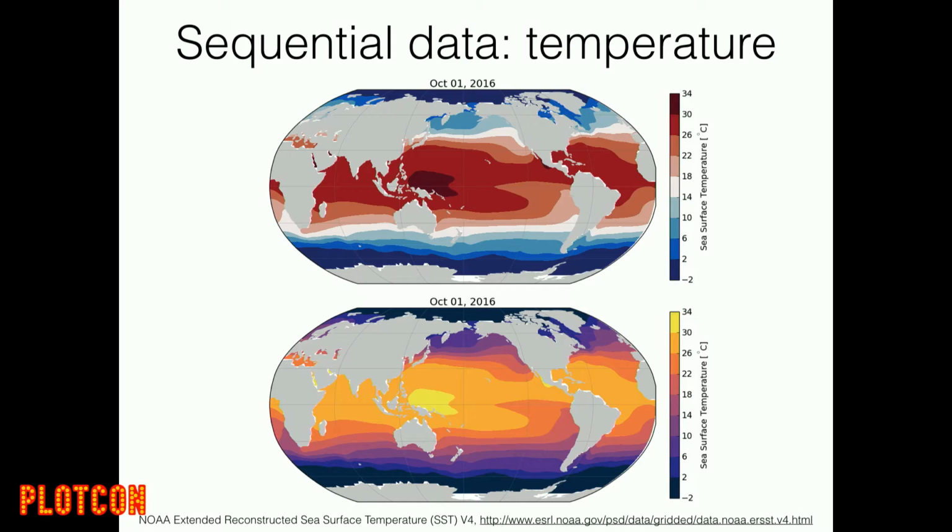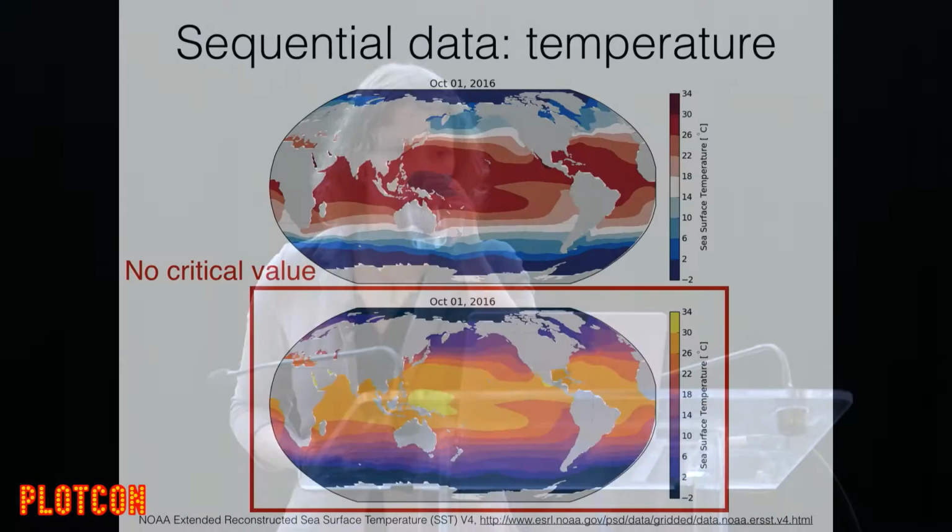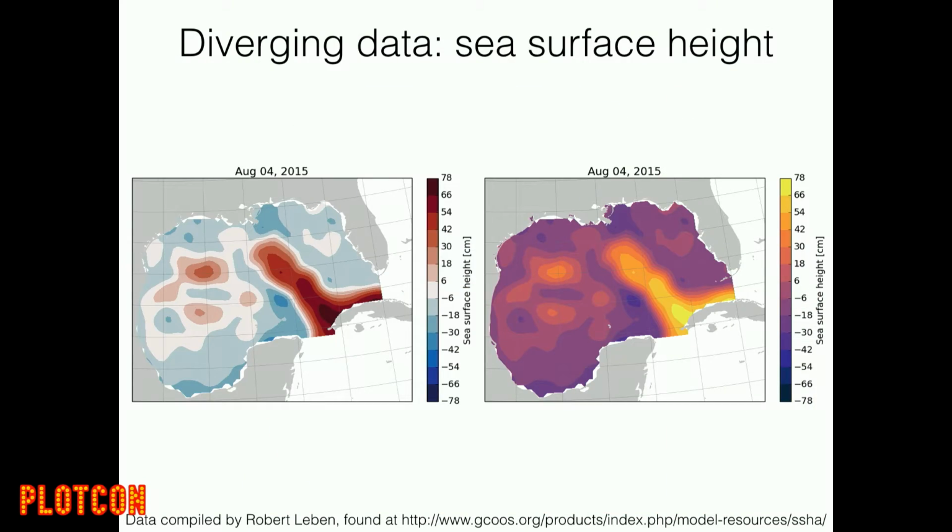In the bottom plot, we still have that intuitiveness of going from cooler colors to warmer colors, but there's no apparent critical value happening. So this is why, in this case, we'd want to be using a sequential color map here instead of that diverging color map. No critical value. Okay, so that was sea surface temperature across the world.